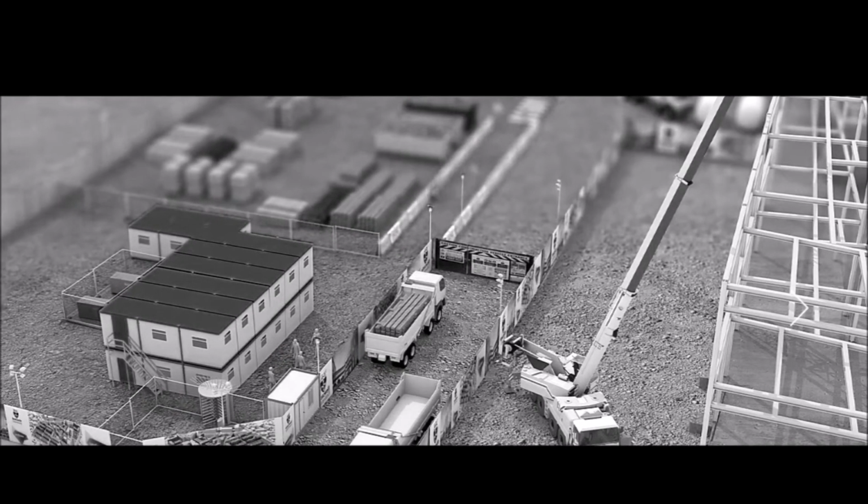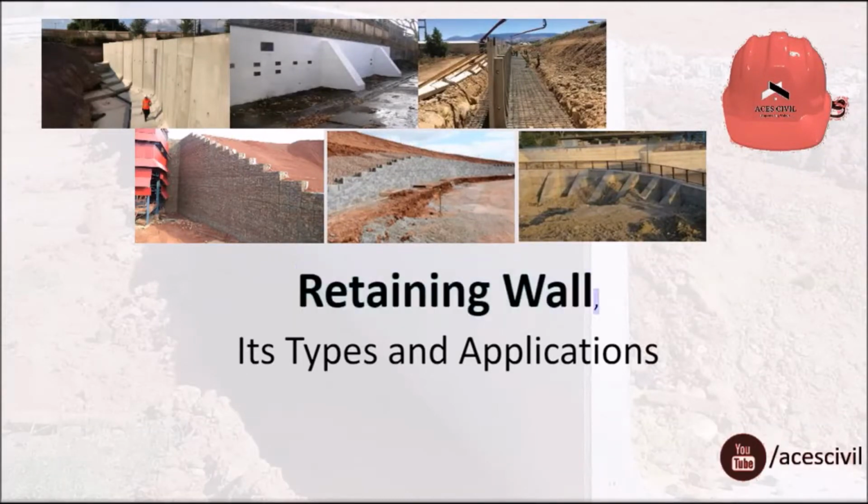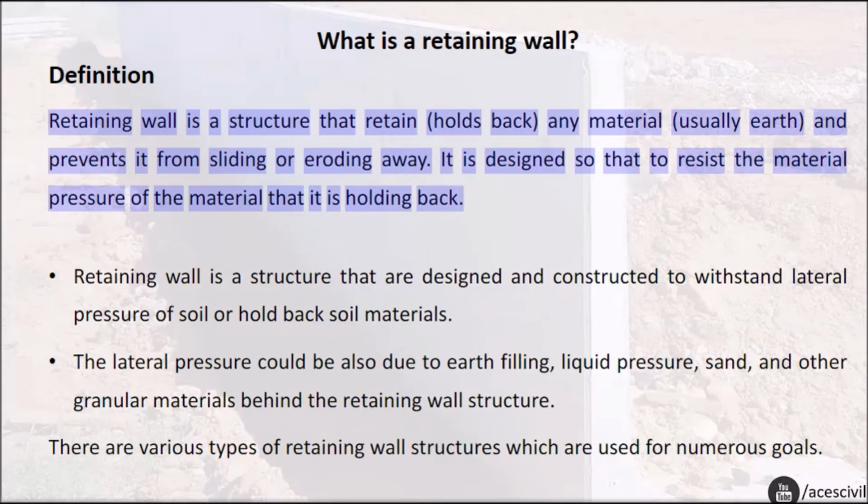In today's video we are going to discuss about retaining wall, its types and applications. What is a retaining wall? Definition: A retaining wall is a structure that holds back any material, usually earth, and prevents it from sliding or eroding away. It is designed to resist the pressure of the material that it is holding back.